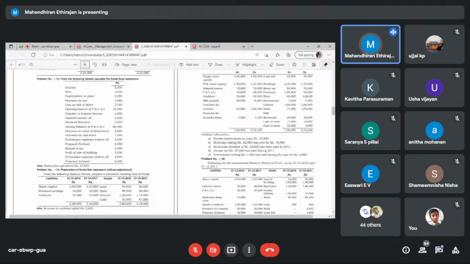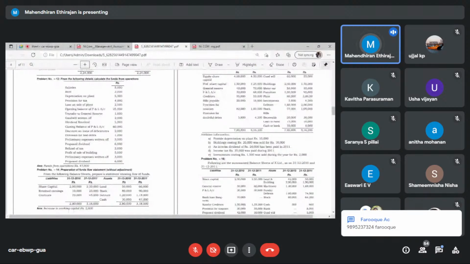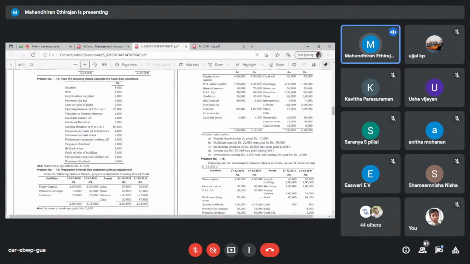Maybe proposed dividend appears 2 times, I think so. Preliminary expenses written off also appear 2 times. Show either only once. If it's 2 times, okay, you can show it. Sometimes they have typed it repeatedly. The answer is 47,000 as the funds from operation.